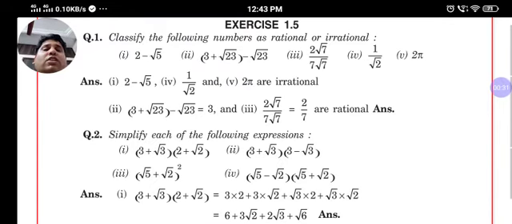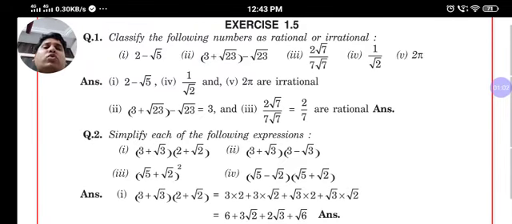The answer: 2 minus root 5, 1 by root 2 and 2 pi are irrational, because root 5 has no exact value, its value is irrational. And for 1 by root 2, the value of root 2 is also irrational, and in 2 pi, the value of pi is irrational. So these three are irrational.